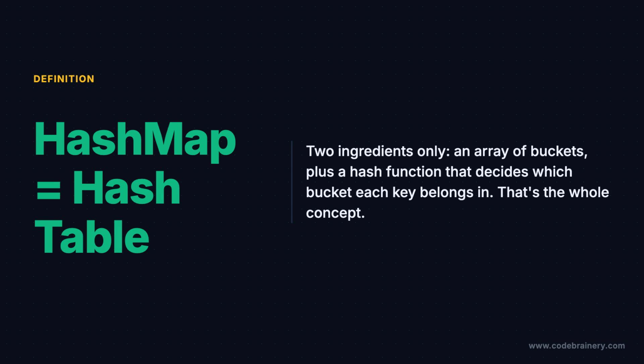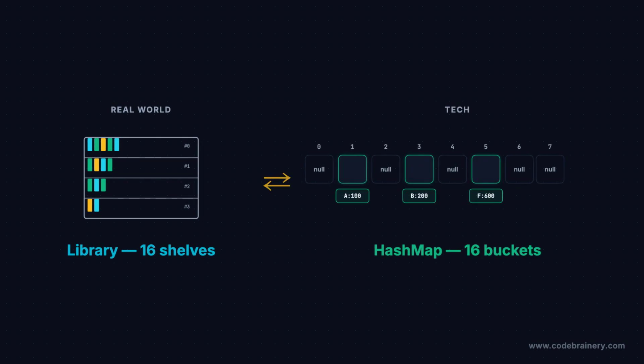It's built on a hash table, an array of buckets, plus a hash function that decides which bucket each key belongs in. That's the whole idea, in one sentence. Think of a library with 16 shelves. You want to file a new book. You don't search every shelf. You compute a shelf number directly from the book's title. Same logic here. HashMap has an array of 16 slots. The key's hashCode picks the slot. Constant time access, no scanning.